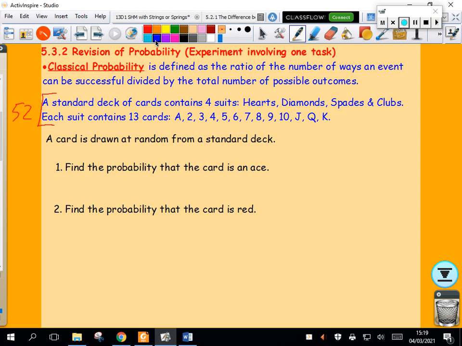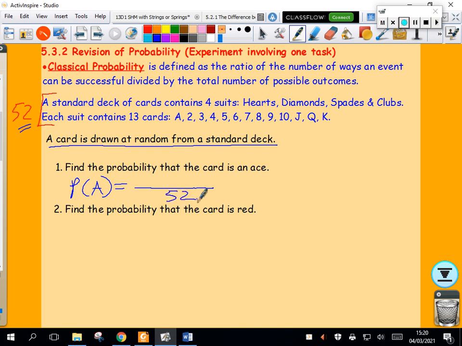Find the probability that the card is an ace. A card is drawn at random from a standard deck. Find the probability that the card is an ace. The probability that the card is an ace is equal to... I'm going to look at the bottom of the fraction first. Remember I said on the bottom of the fraction is the number of possible outcomes. So if I draw a card from the deck, how many possible outcomes are there? Well, there are 52. There's 52 cards in the deck.